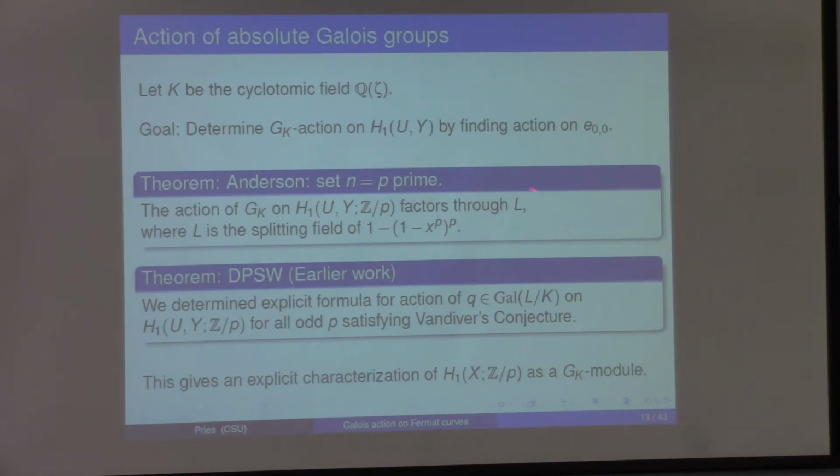And so in some earlier work, what we did was we took this theorem of Anderson and some other things that he did, and we tried to make this action really concrete. And by concrete, we mean not just like a concrete equation, but actually like something you could put on a computer. And so we determined an explicit formula for the action of Galois automorphisms of L over K on this relative homology for all odd primes p satisfying Vandiver's conjecture. And if there's time, I'll say a little bit more about this at the end.